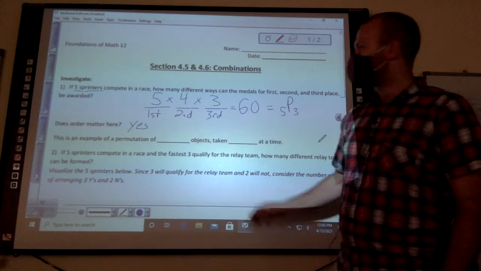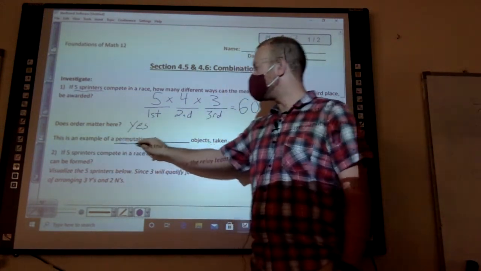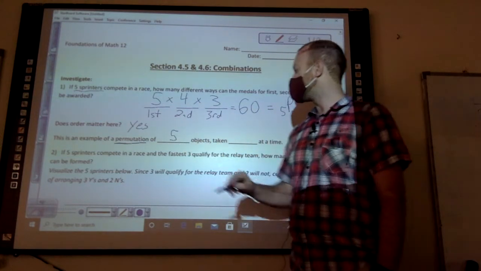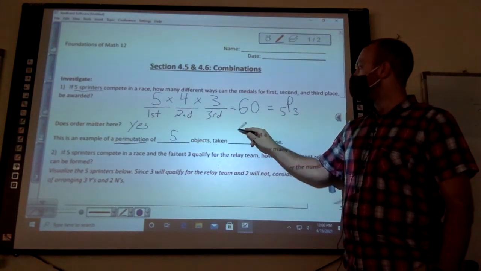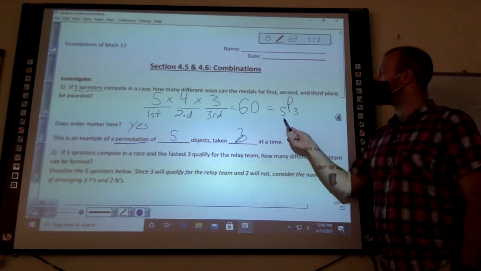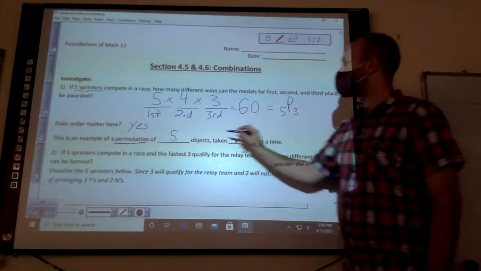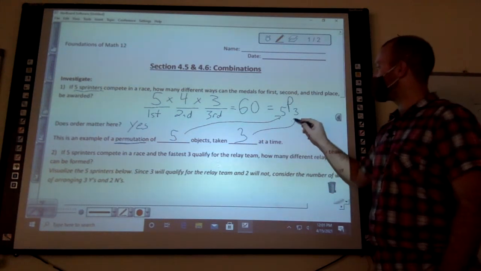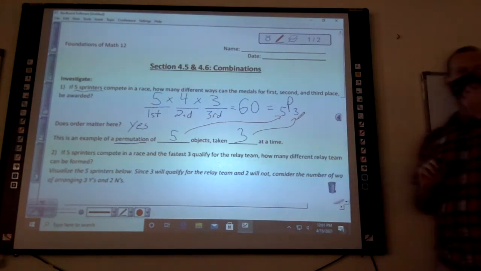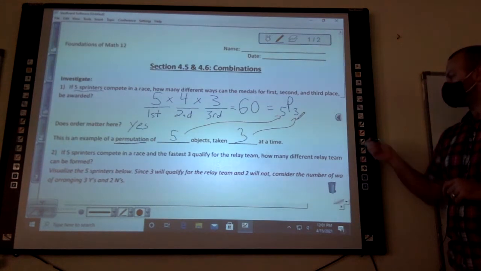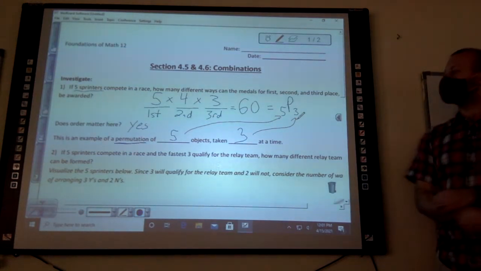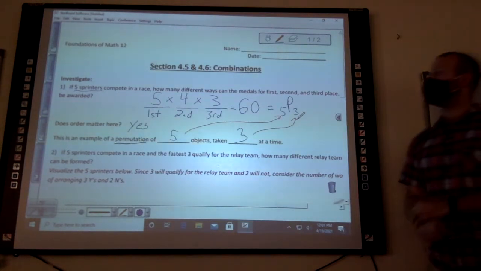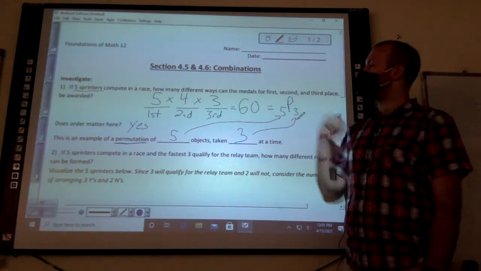So this is an example of a permutation, what you've seen in the past, of 5 objects, and I take 3 at a time. So here's where the 5 and the 3 come from. I have 5 objects, and I want 3 of them. So that's just where it comes from. So this is the whole answer? This is the whole answer, yep. So like after I get the 60, I should do 5? No, once you get the 60, you're done.